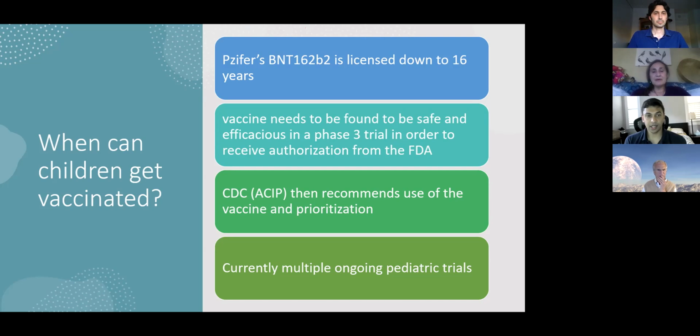Then the CDC and a group within the CDC called the ACIP will make recommendations for the vaccine and how to distribute it to the population. And we're still waiting for that for most of the major vaccines. There are currently multiple ongoing pediatric trials. But especially for younger children, school-aged and infants, it may be a matter of months before we see those get EUA approval.